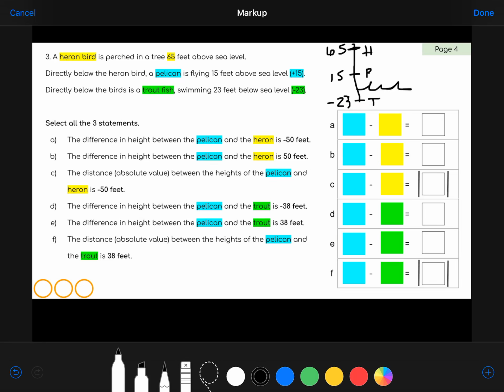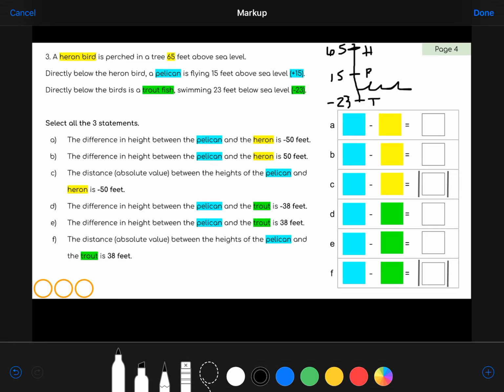So we need to select all three of the true statements. So you're going to go through and actually solve for the difference or the distance between two of the animals, and then determine if the statements are true or false. So for A, it says we're finding the difference in height between the pelican and the heron, and we want to know if that's negative 50 feet.